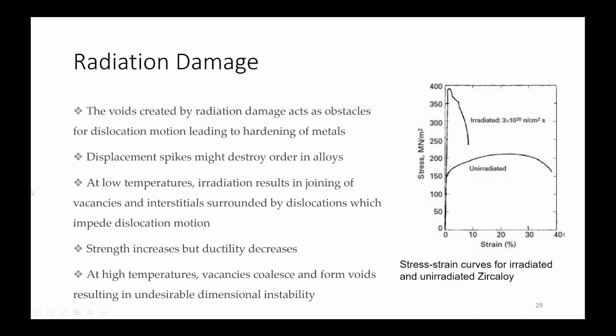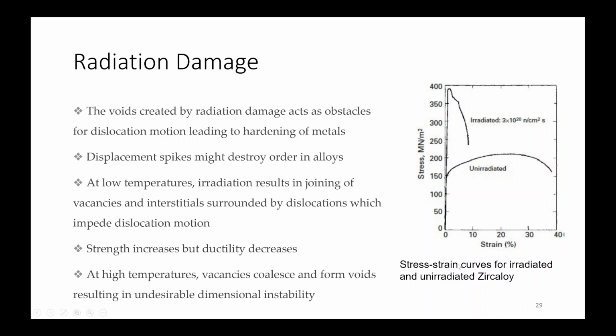Okay, so at low temperatures, irradiation results in joining of vacancies and interstitials surrounded by dislocations, which impede dislocation motion. So strength increases but ductility decreases, as shown here. And at high temperatures, vacancies coalesce and form voids, resulting in undesirable dimensional instability.